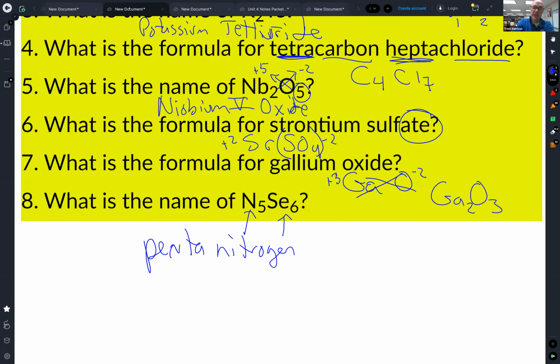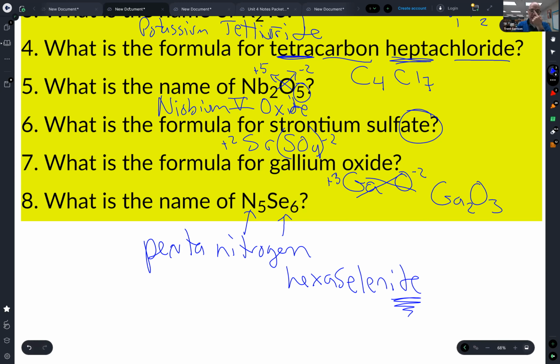What prefixes will you use is pentanitrogen. Don't change the suffix. And then we put in a second prefix, hexaselenide. Ooh, that's a horrible E. It's too big of an E. Selenide, IDE. The suffix changes to IDE. Not on the first one, always on the second one. Pentanitrogen hexaselenide.